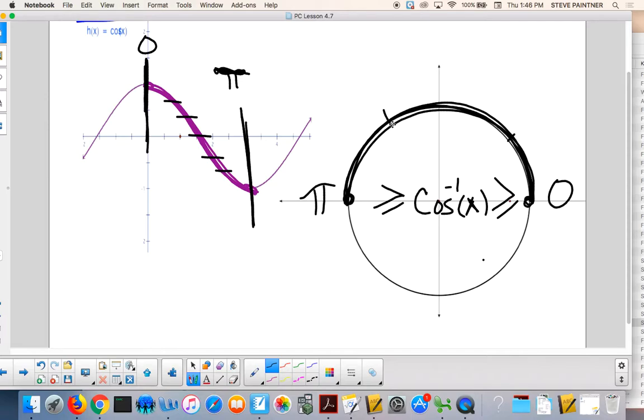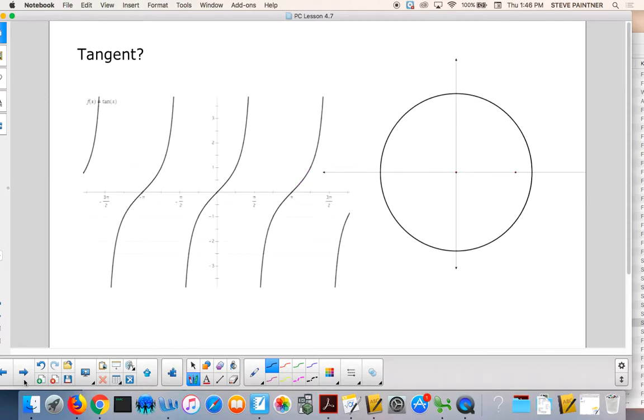So what about tangent? How does tangent look? Here's tangent. You and I never did this. This is what I skipped just to save time. But here's what tangent looks like. Tangent rides vertical asymptotes right here. Why is tangent undefined? Sorry. Why are there vertical asymptotes?